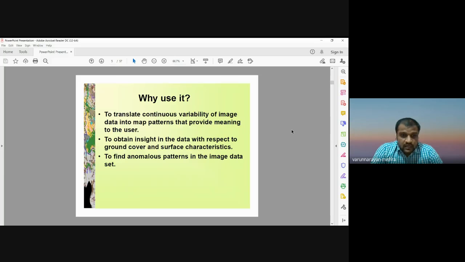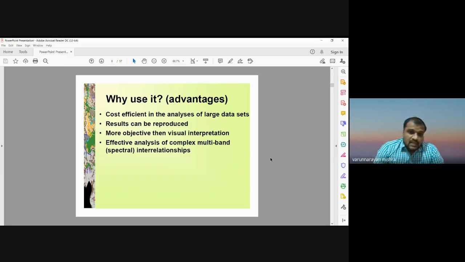It is also helpful to obtain insight in the data with respect to the ground cover and the surface characteristics. So the advantages of digital image classification are that these are cost effective methods, and the results can be reproduced in the form of digital data sets. It is more objective than visual interpretation. Computer based classification methods are more useful and more objective in comparison to visual interpretation. It is very effective in analyzing complex multi-band interrelationships.